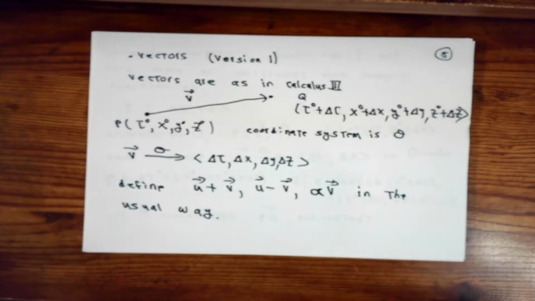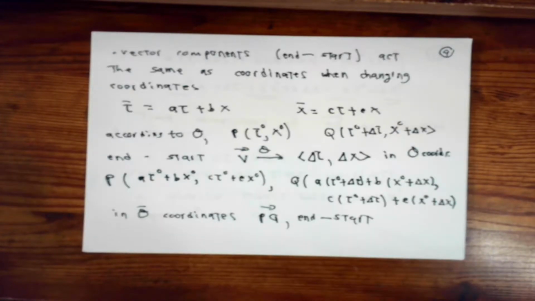We write it this way because, as we're going to see, the things that we did in third semester calculus are a little bit too simple. We define the sum, difference, and multiple of a vector the way we did it back in third semester calculus. I want to make a point that's very important.